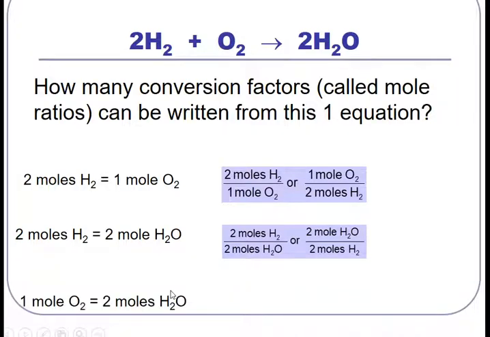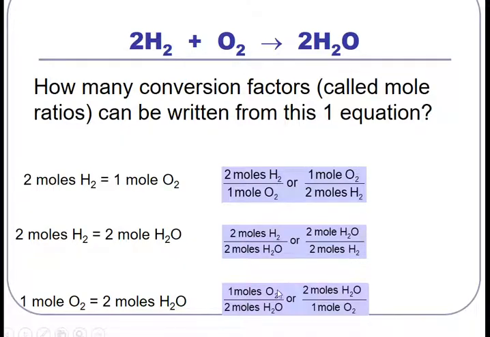So our last one would be 1 mole of O2 equals 2 moles of H2O. Once again, all mole ratios have to have the mole unit in the numerator and the denominator. So this would be 1 mole of O2 over 2 moles of H2O, or the inverse, 2 moles of H2O over 1 mole of O2. So now we're going to use the mole ratio to figure out different amounts of reactants or products.